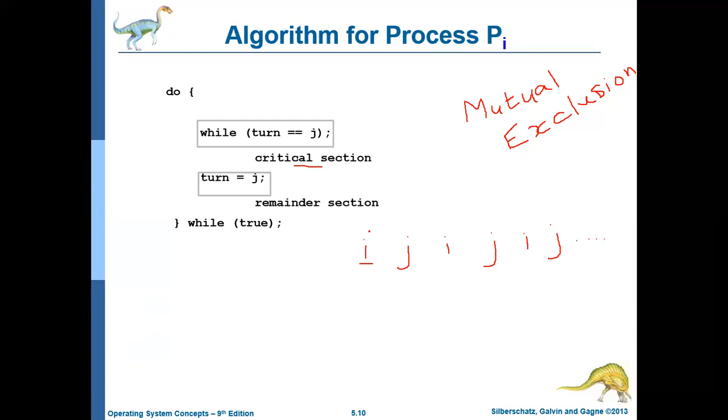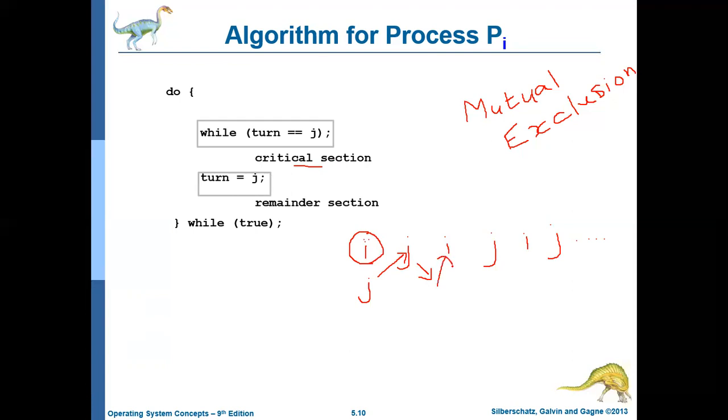It strictly follows this order. It can be either ij or ji, but it follows that order. If i first enters the critical section, then it makes j the next turn, and then j is forced to enter the critical section, even if j doesn't want to. Then j makes i the next to use the critical section, and even if i doesn't want to enter, i is forced to enter the critical section.